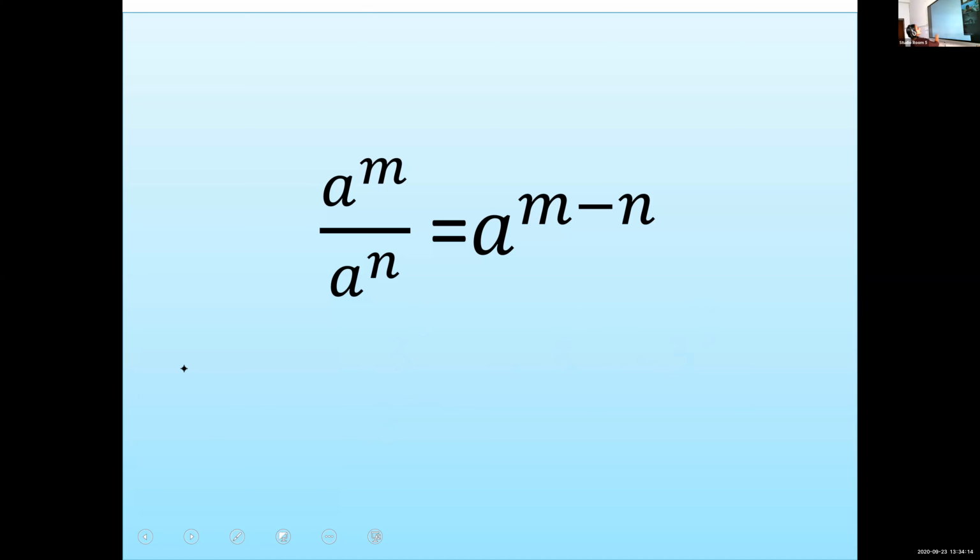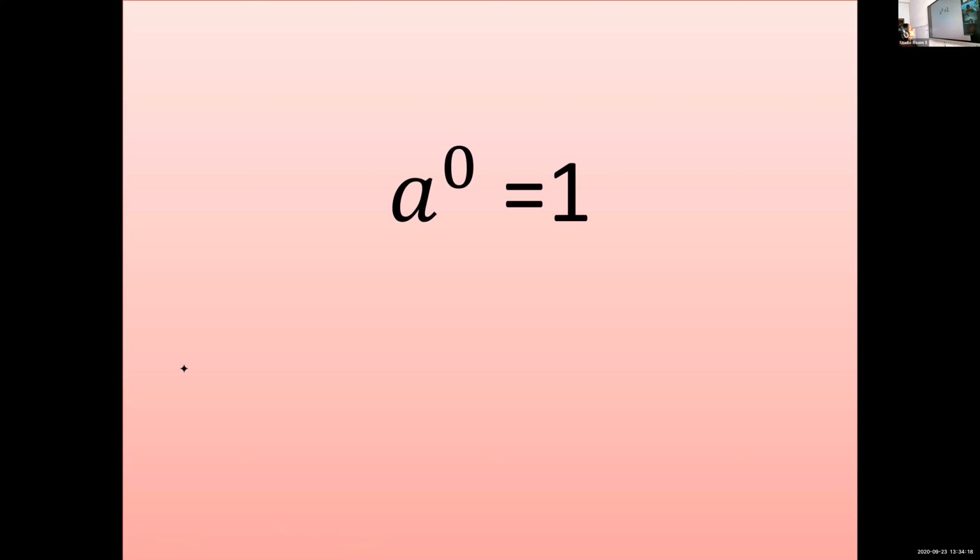Then next one is Advait Murali. Read it. a raised to 0 is equal to 1. We have already explained that any quantity raised to 0 is 1. Advait, read the next.